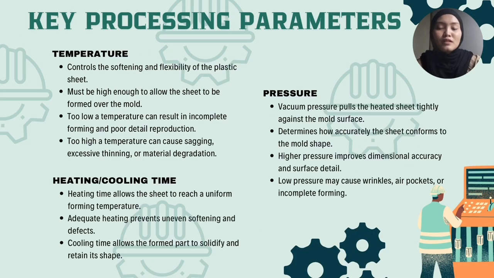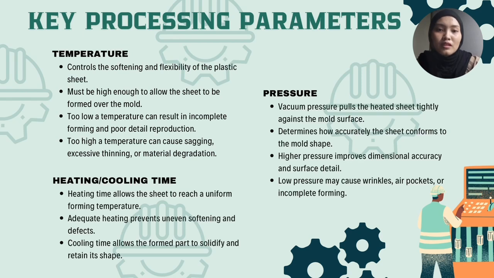Now I will explain about key processing parameters. Firstly, temperature. Temperature controls the softening and flexibility of the plastic sheets. The sheet must be heated to a suitable temperature so it can be easily formed over the mold. If the temperature is too low, the plastic may not form properly and fine details may not be reproduced accurately. However, if the temperature is too high, it can cause sagging, excessive thinning, and also material degradation.